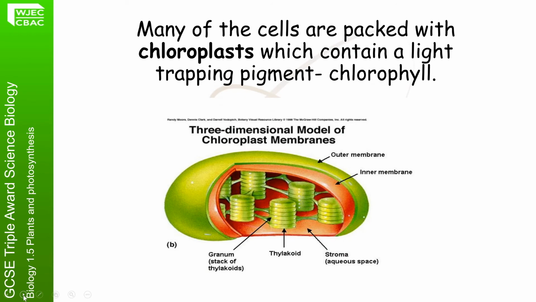Many of the cells are packed with chloroplasts, which contain the light-trapping pigment chlorophyll that we've already talked about in the previous lesson. And here we can see a really detailed diagram. This would be A-level and beyond, showing you the structure of a chloroplast.